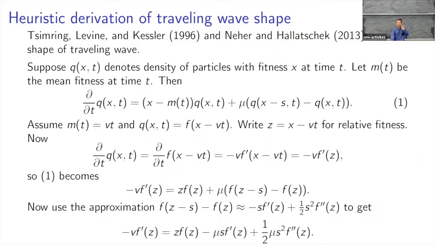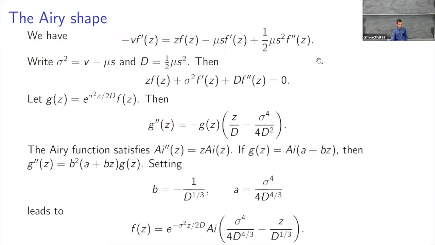And because we want to think of s as being small, we can approximate f(z minus s) minus f(z) by a second order Taylor expansion to arrive at this equation here. So here's that equation again. Now changing parameters again, we can let sigma squared be v minus mu times s, and we can let D be 1/2 times mu s squared. And then a bit of rearranging gives us that z times f(z) plus sigma squared f prime(z) plus D f double prime(z) is equal to 0.